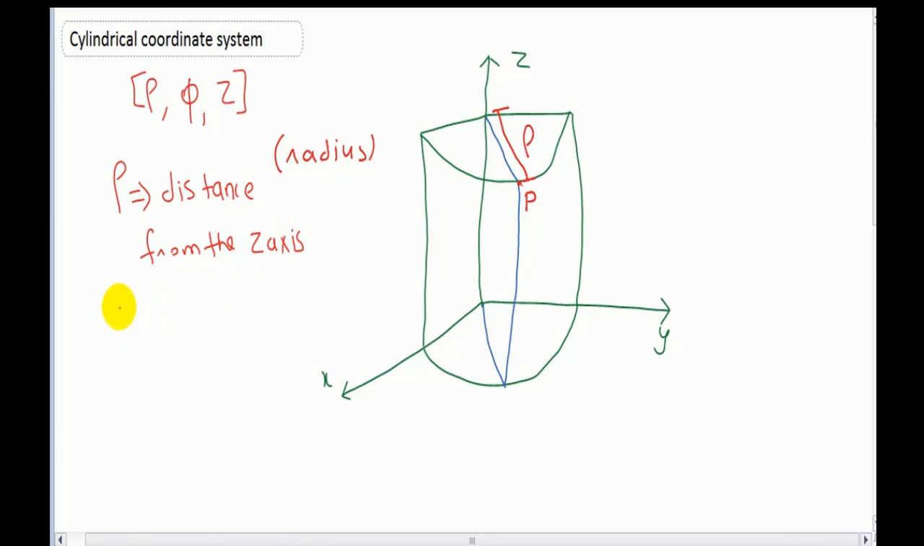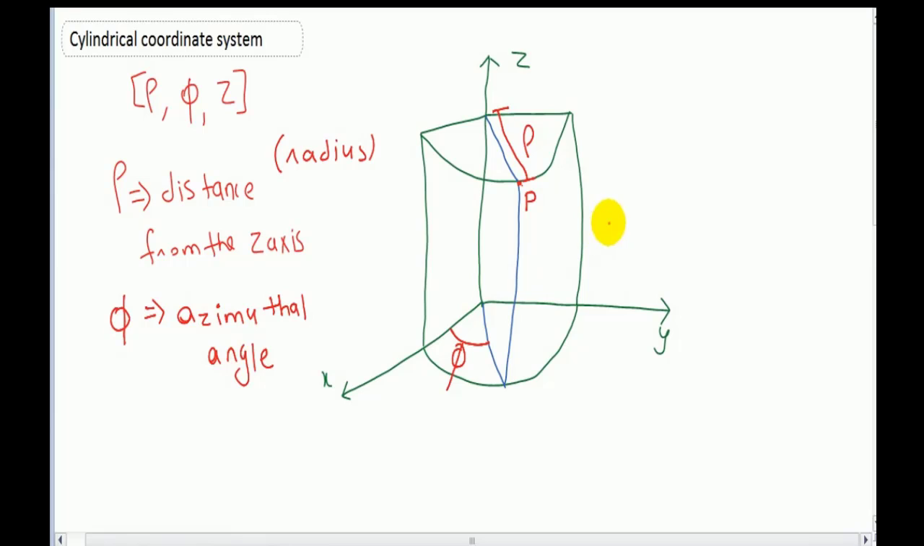Now we will see what phi is. Phi is the angle with the x axis. This line, this blue line, makes an angle with the x axis, that is known as phi. For the angle with the x axis, I have to take this line in the xy plane. So if I project this line on the xy plane, then this angle will be the phi angle. This is also known as the azimuthal angle. And z is the same as in the Cartesian coordinate system.